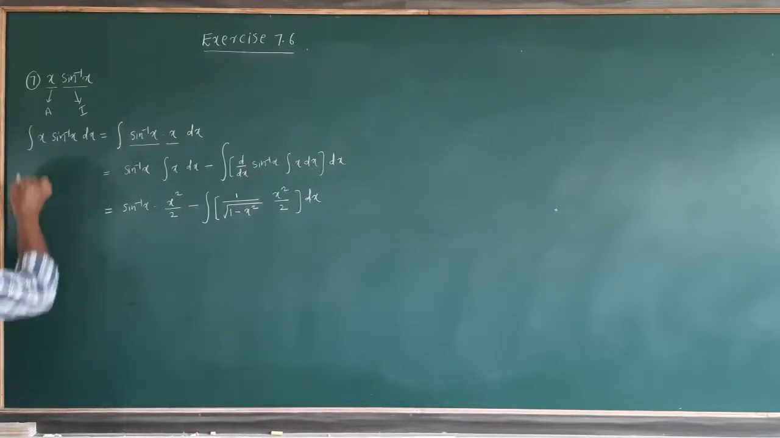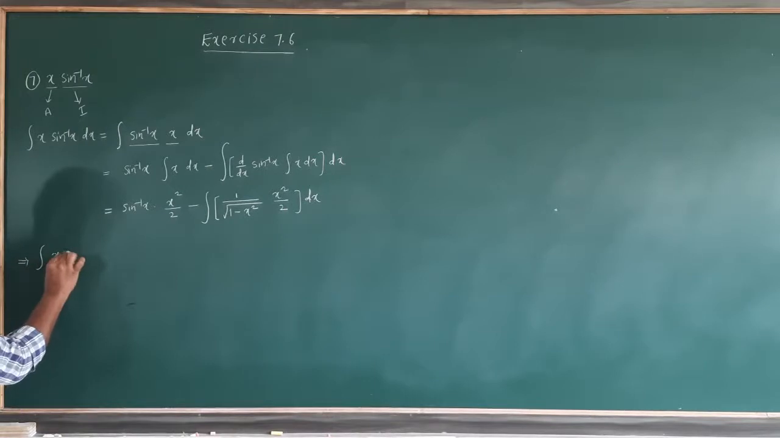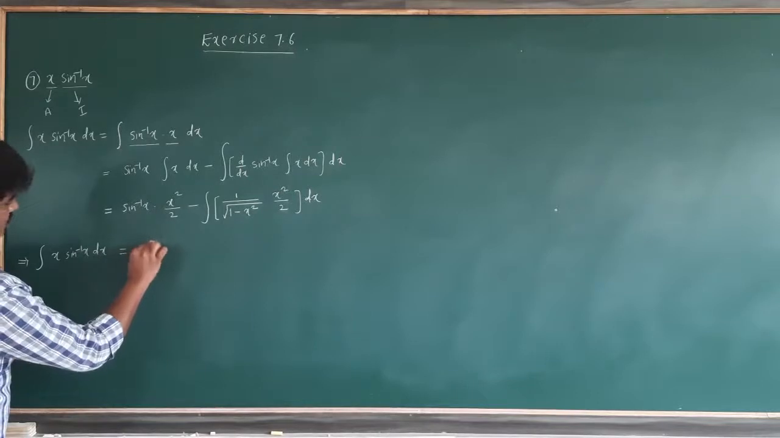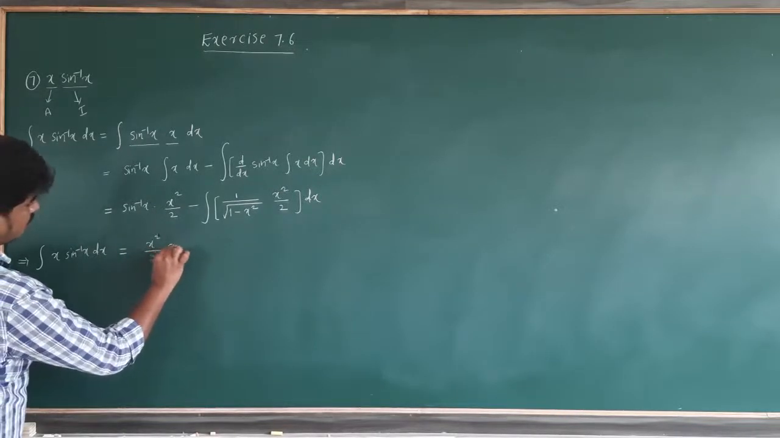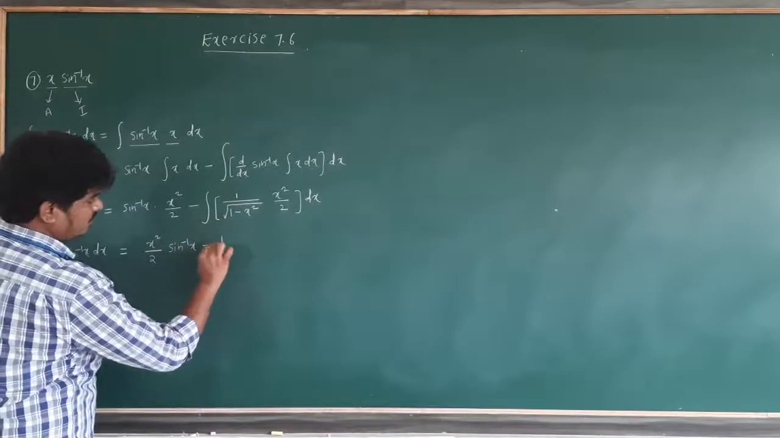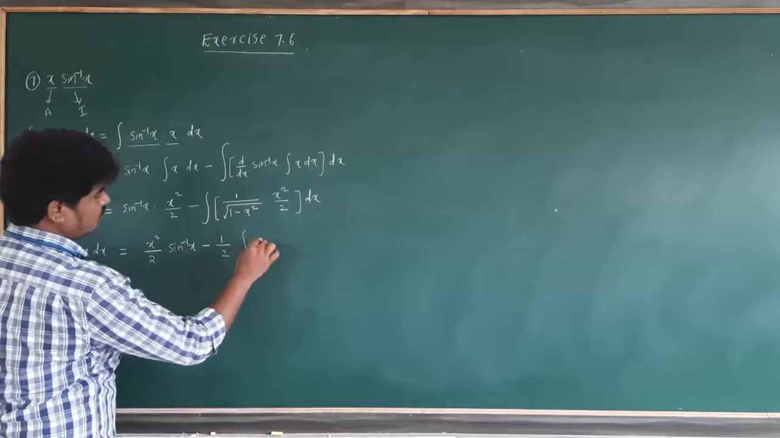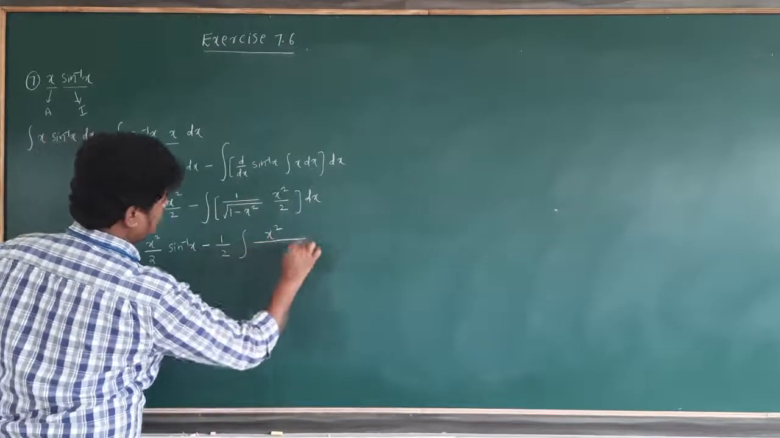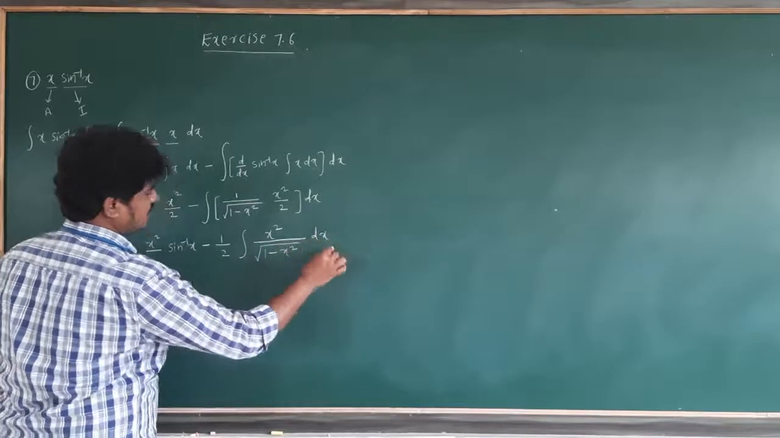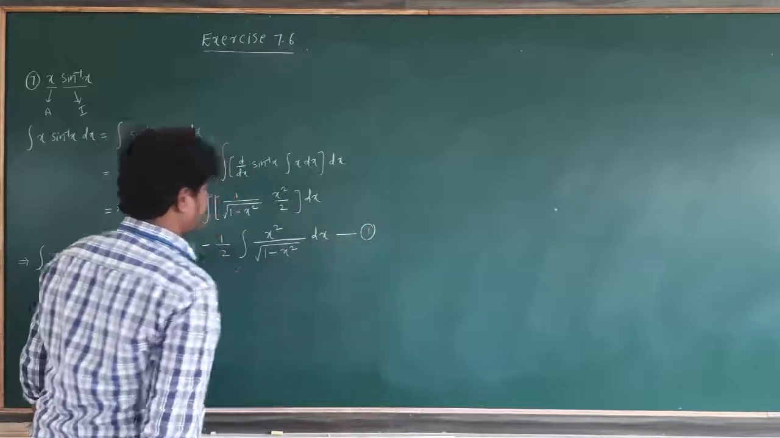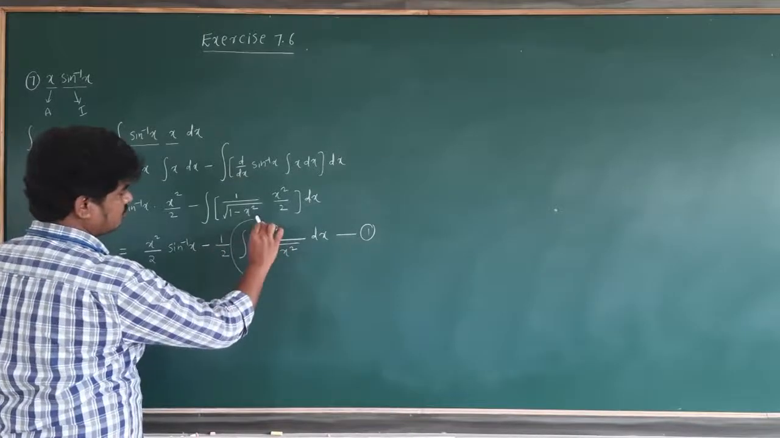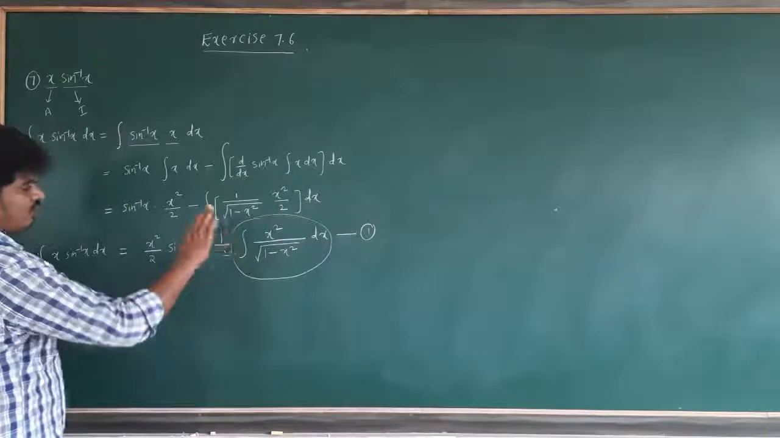Now I am writing this one. Integral of x sin inverse x dx is equal to x square by 2 into sin inverse x minus, taking this 1 by 2 outside, 1 by 2 into integral of x square divided by root over 1 minus x square dx. Take it as equation 1. Now what will we do? We will take this integral outside and we will simplify that.